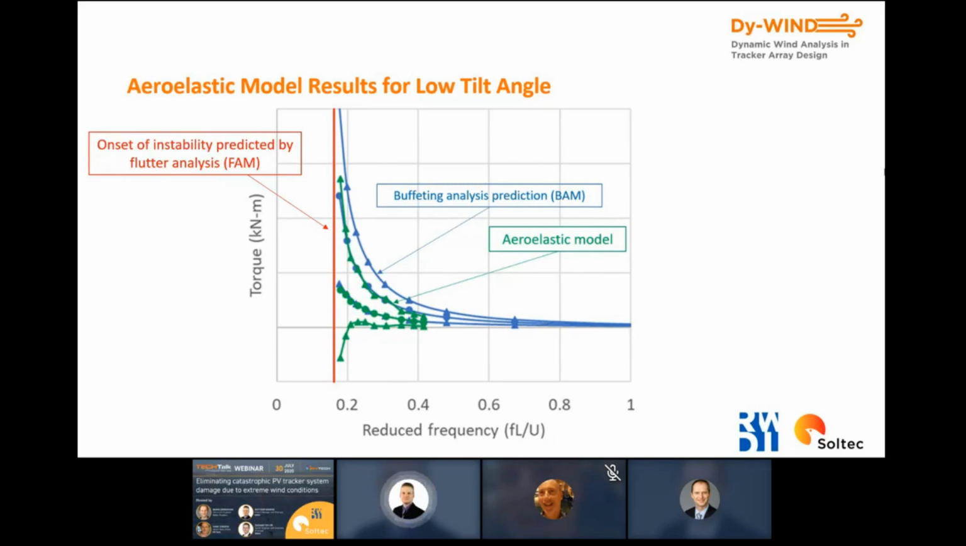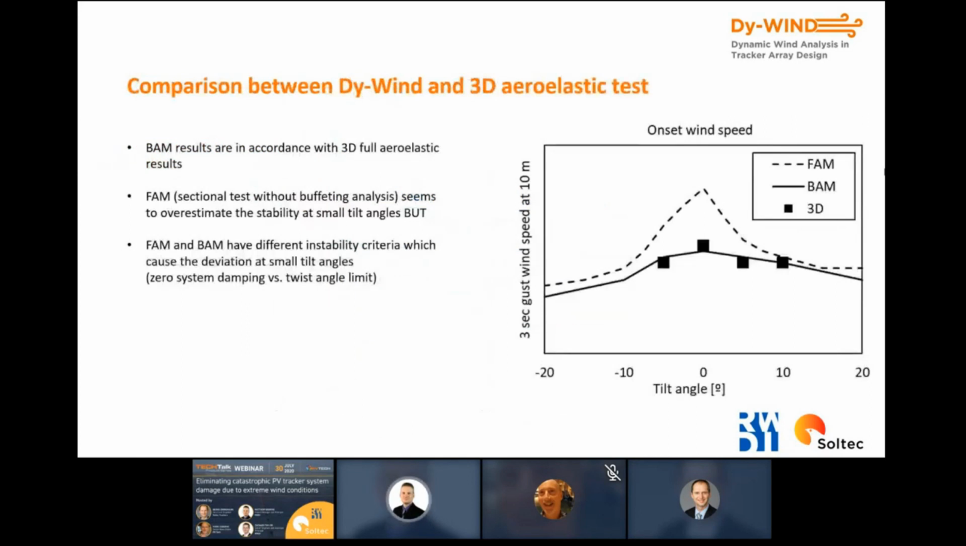So that's the response. And on the next slide, we can look a little closer at the critical wind speeds at these lower tilt angles. And this is really important to understand. So when we talked about the Flutter analysis predictions, so the FAM, we talked about defining the instability at the point where the total damping crosses zero. So that's a mathematical definition, but it's not linked directly to a rotation or a torque level.